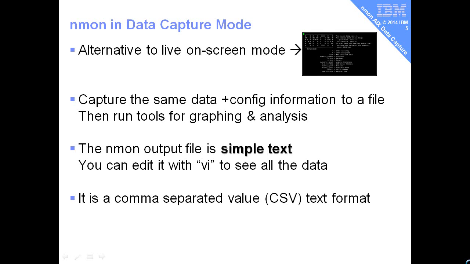The Nmon output file is a simple text file. You can edit this with any editor, for example vi, and see all the data. It's actually a comma-separated values file, so CSV. If you run the file through the sort -n command, then you can pull that straight into a spreadsheet, and then you can start graphing the information. The sort is only there to get the data in blocks of similar sorts of data, the CPU in one block and the disks in another block, network in another block. Most of the downlevel tools that do the graphing and analysis don't need the sort operation.